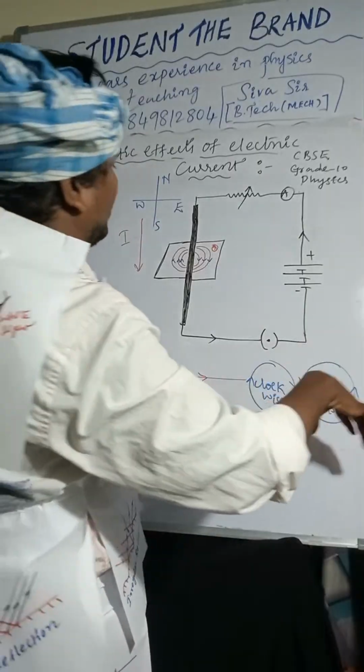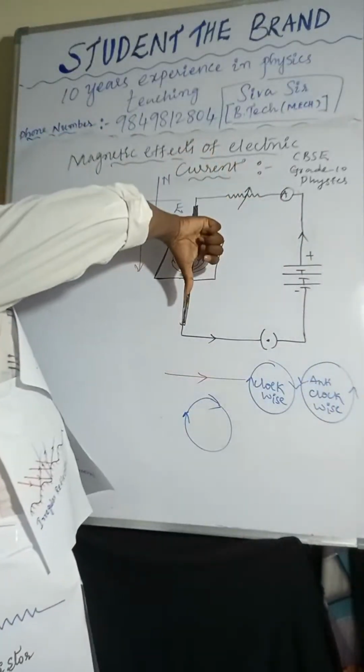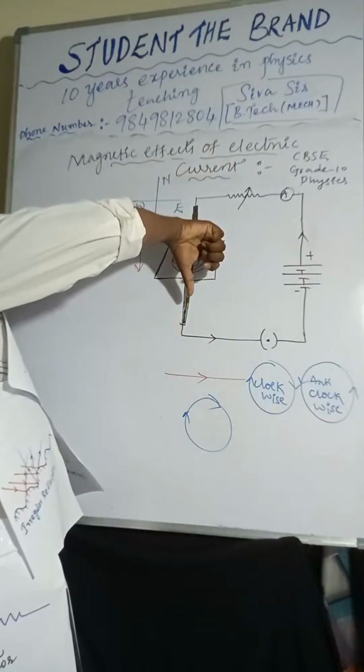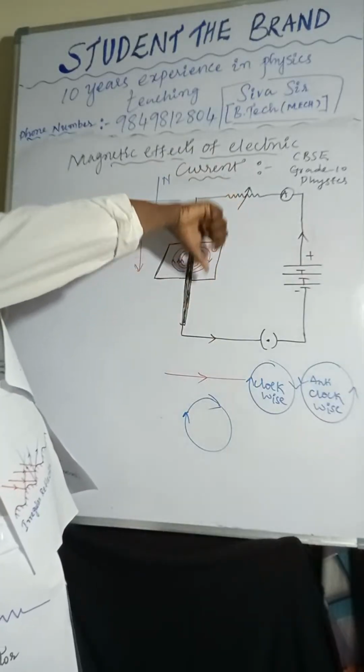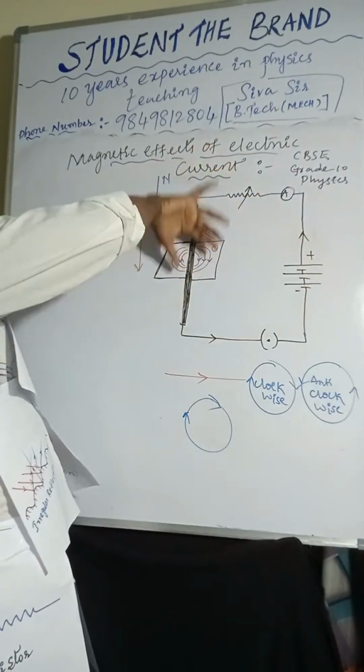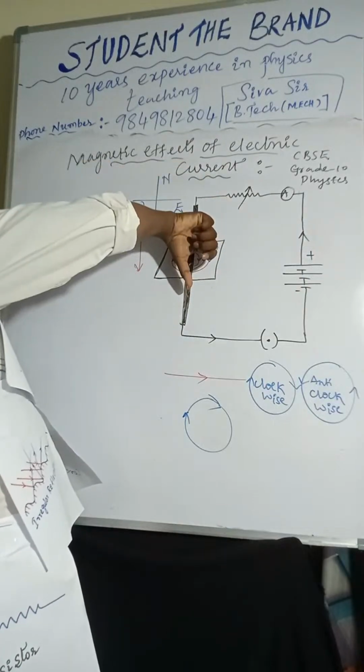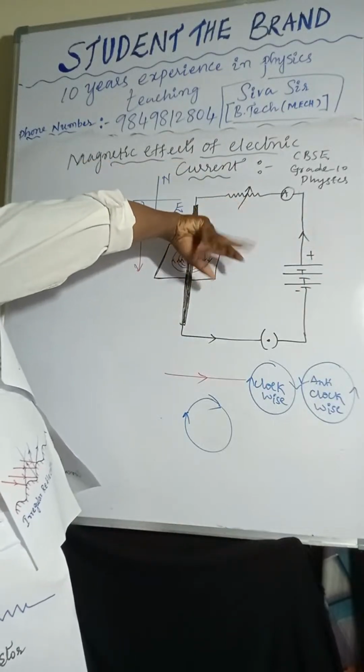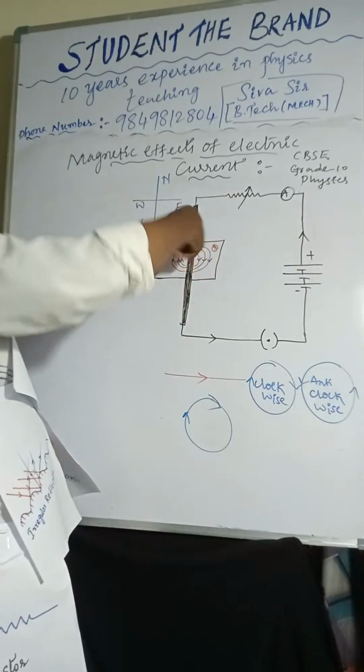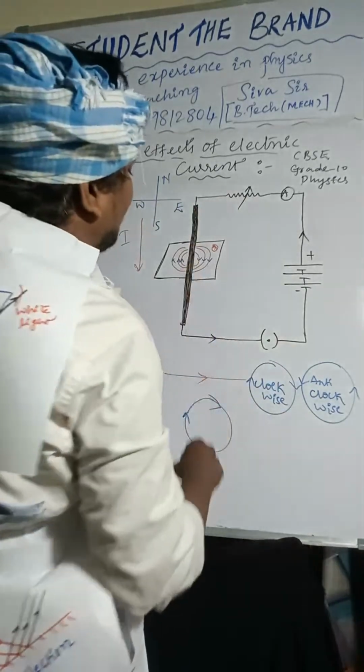Reverse is anti-clockwise direction. So the thumb is moving downward. Along the current direction you are taking the thumb. So the curly fingers, right hand thumb rule. This is my right hand thumb rule. The thumb is showing downward direction, and the curly fingers show the direction along the magnetic field. So the magnetic field will be in the clockwise direction.